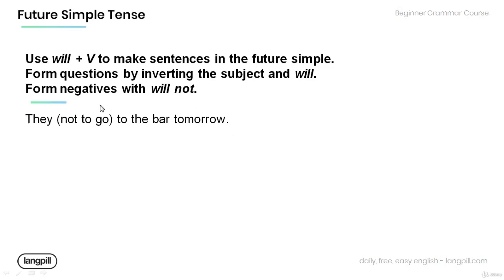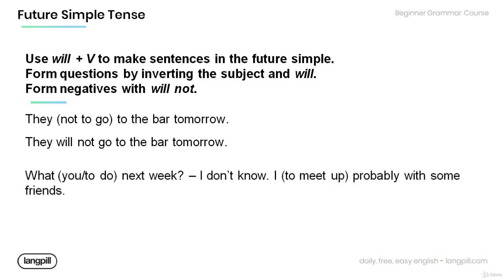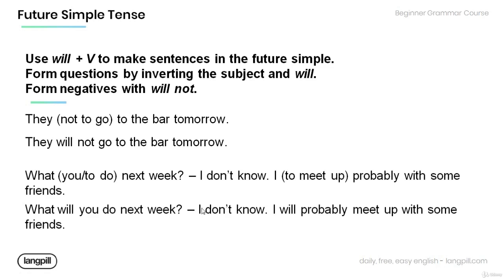Transform the following sentence into the future simple. They not to go to the bar tomorrow. They will not go to the bar tomorrow. What you to do next week? I don't know. I to meet up probably with some friends. What will you do next week? I don't know. I will probably meet up with some friends.